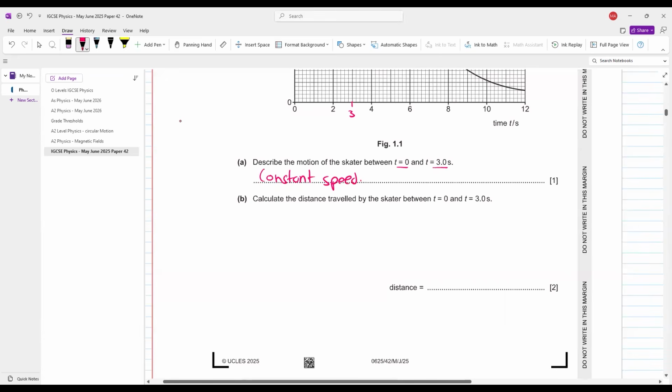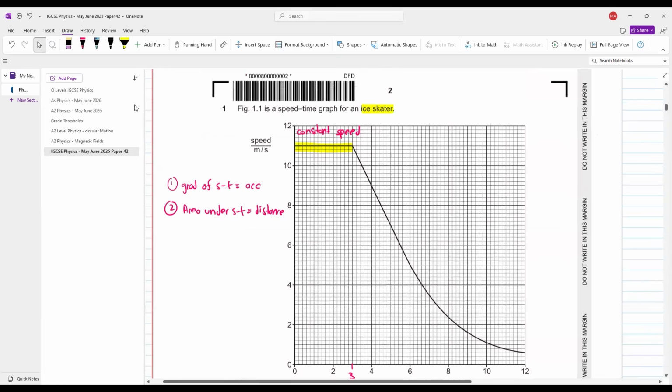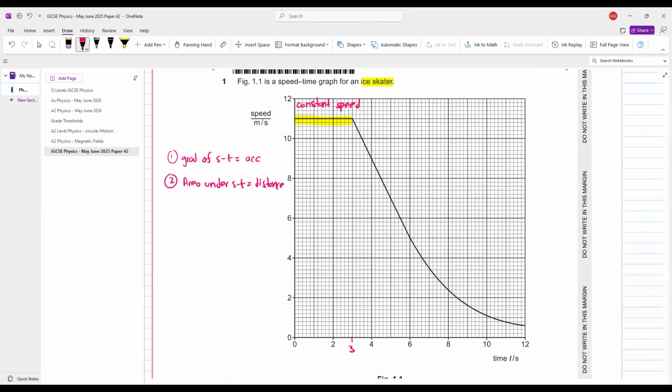You have to calculate the distance traveled by the skater from time t equals 0 till 3 seconds. 0 से 3 seconds तक आपने distance निकालना है. What will you do? You will calculate the area under this graph from 0 till 3 seconds. ये सारा एरिया निकालना है. All this area.